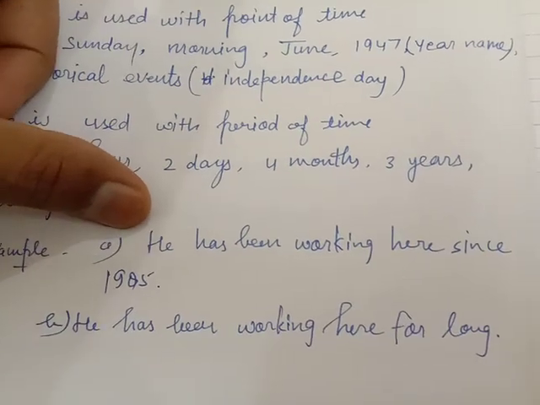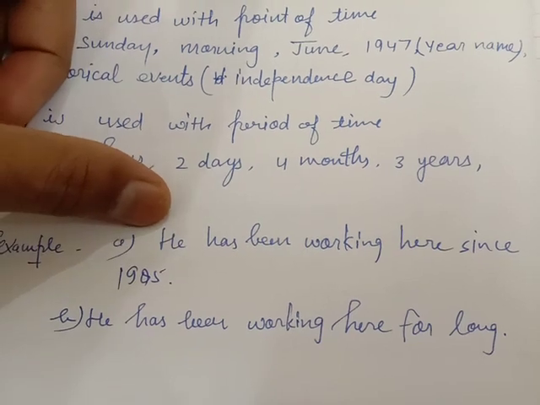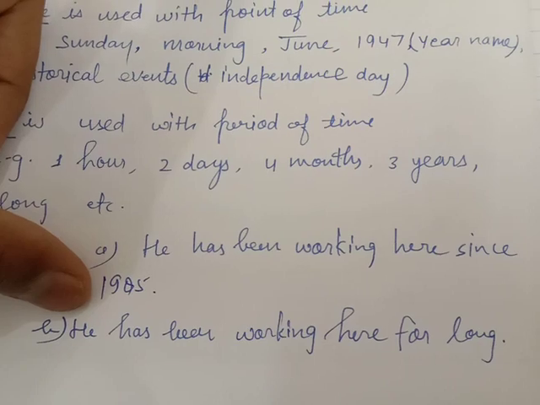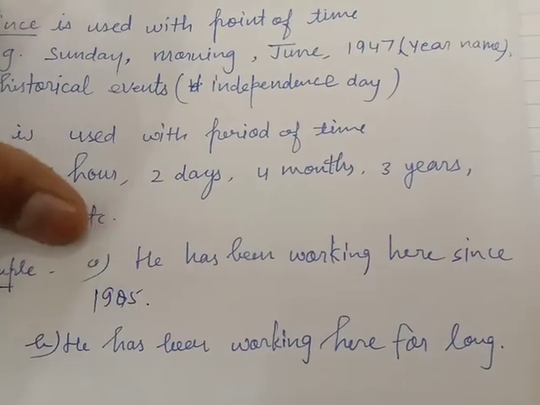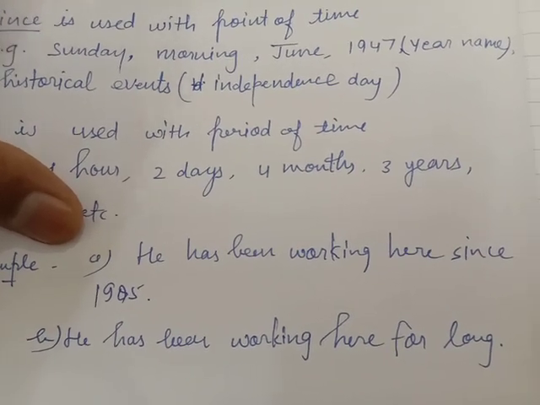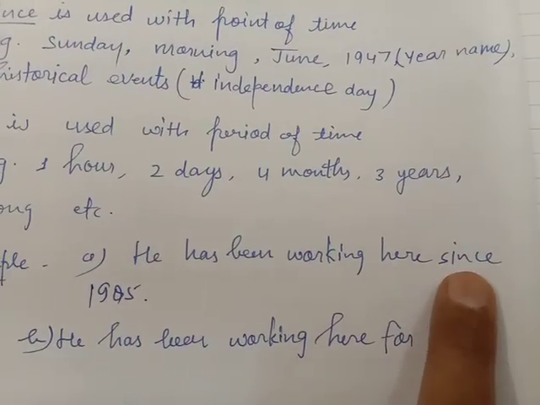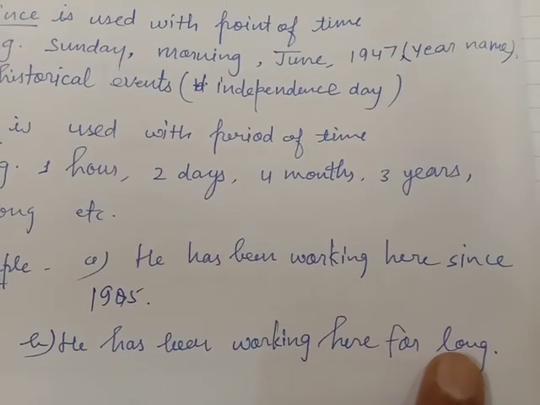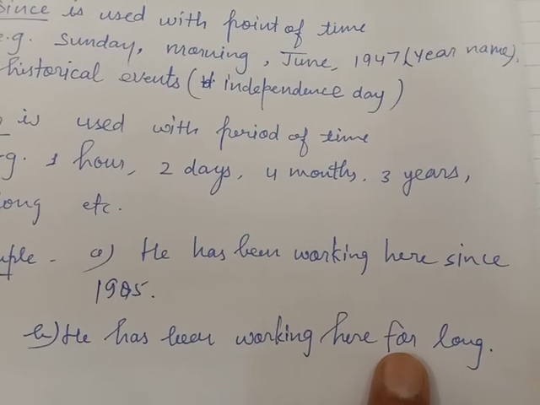He has been working here since 1985, or you can say since his childhood. The next sentence is he has been working here for long, or for 10 years, for 20 years, whatever you want to say. If it is a point of time, since will be used, and if it is a period of time, that is, a time span is given, we will use for.